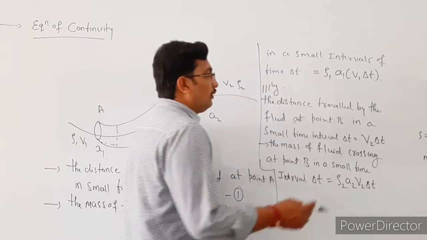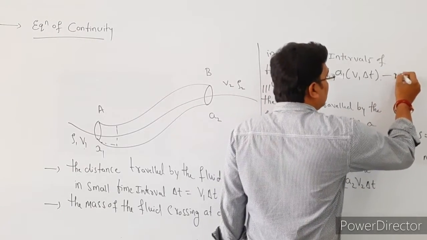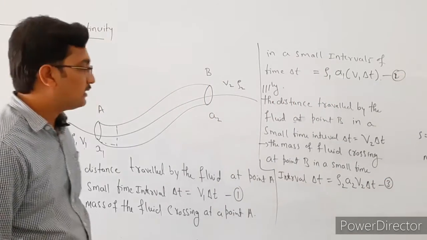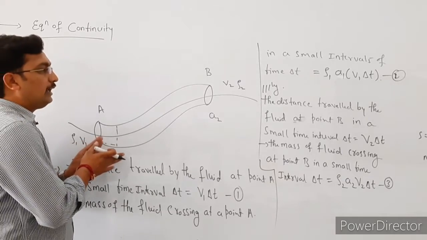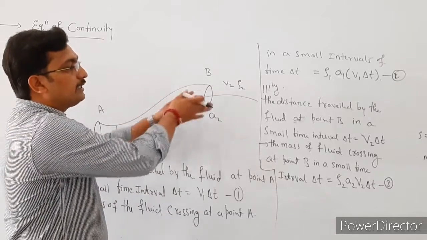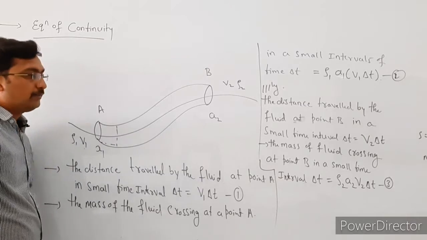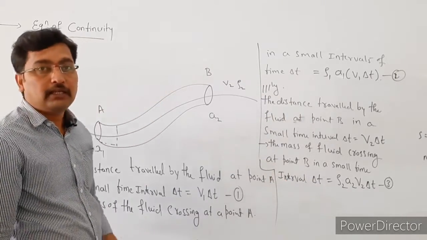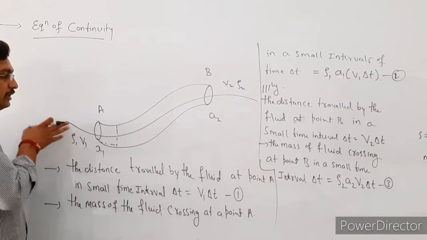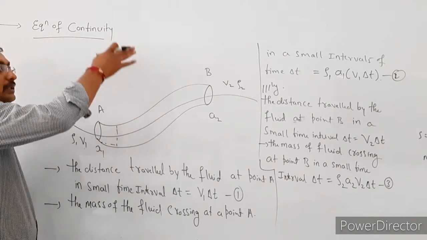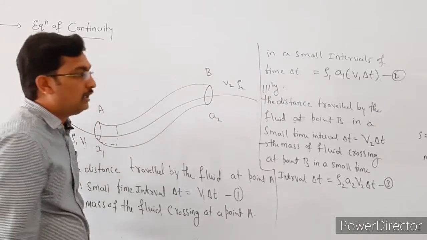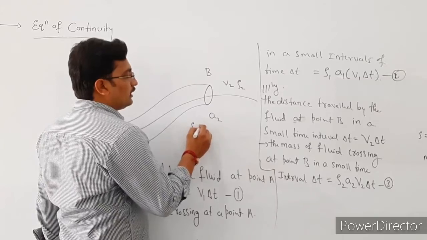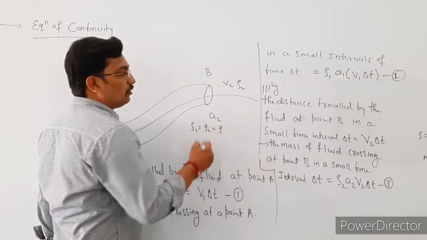So from this one we are going to equate equation number 2 and equation number 3. See here, in this case the same amount of fluid enters at point A and the same amount of fluid exits at point B, right? And one more thing: if the same liquid enters at point A and exits at point B, then the density of the fluid is the same, that is ρ1 is equal to ρ2 is equal to ρ.